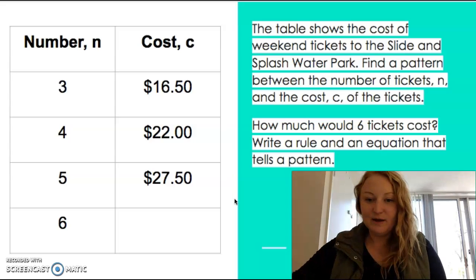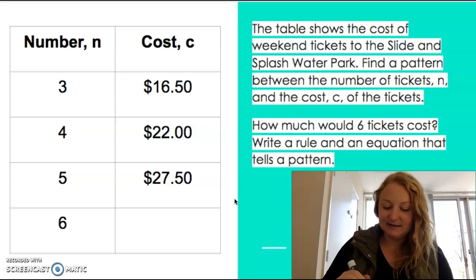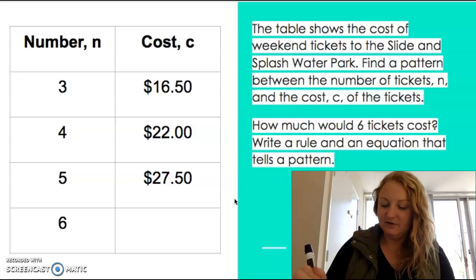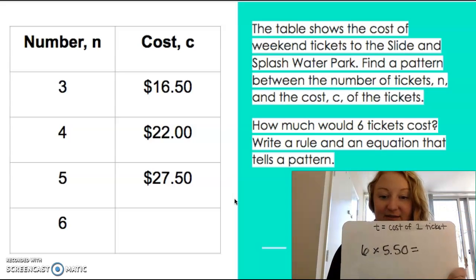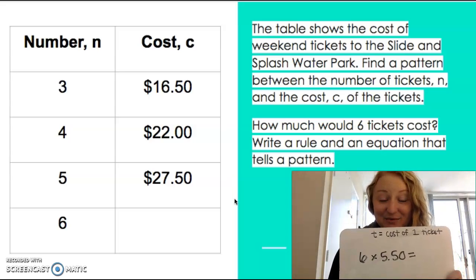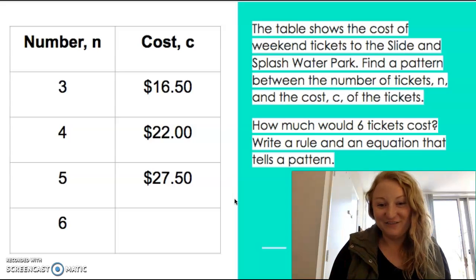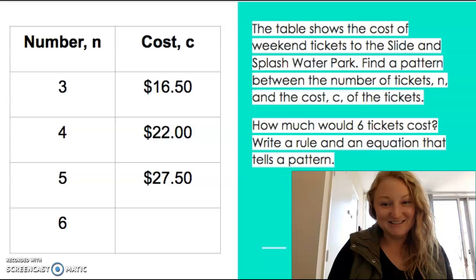So now my equation is going to be 6 times t, and I know that t was $5.50. I'm going to figure out what that is equal to. So 6 is my number, $5.50 was my t, that was my cost of 1 ticket. So go ahead and pause and figure out what the cost of 6 tickets would be.